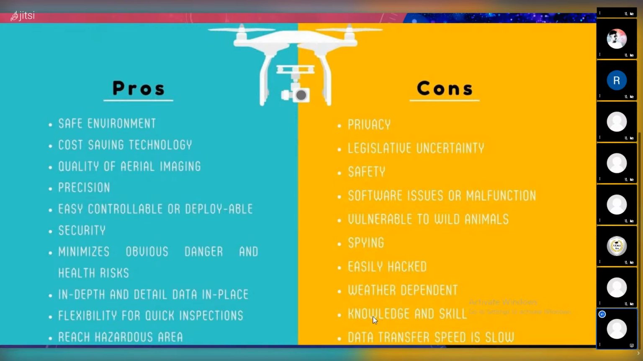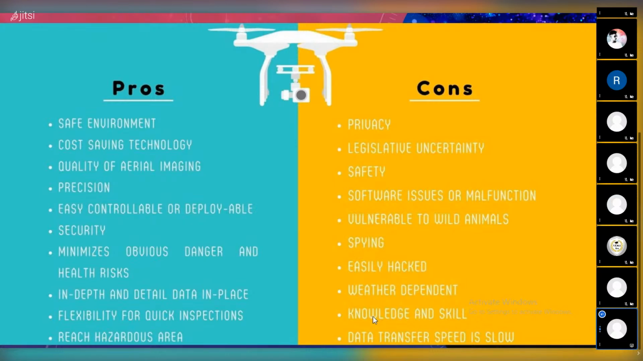There can be such situations of software malfunctioning. And vulnerable situations with wild animals. Wild animals, in the sense, let us assume it's a bird or something. It goes and hits that equipment, so it will hamper the operation that you are using it for. Spying, it has been used for that many times. Easily hackable, since it's a piece of equipment, it has a computer, it can be hacked.